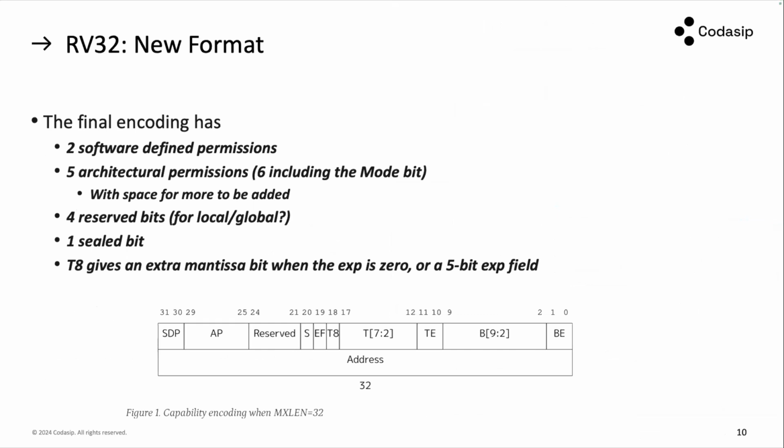So we have 2 software defined permissions, SDP, 5 architectural permissions, and including the mode bit, so it's 6 bits encoded into 5 with free space, as I just said. 4 reserve bits, which we're likely to use for a local global scheme, hopefully quite soon. 1 bit for sealing, and the normal bottom and top, and the bits of the exponent, and the extra T8 bit, which gives us an extra mantissa bit when the exponent is 0 for better precision.